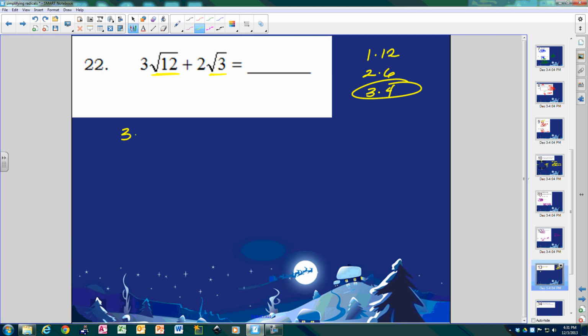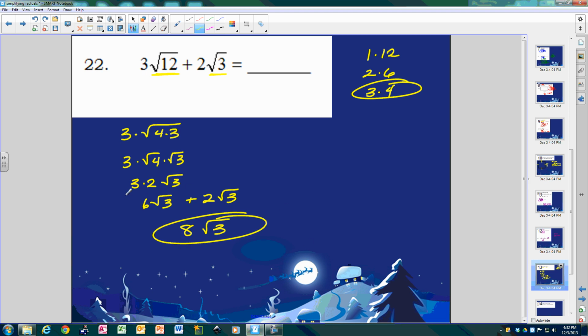So that means 3 times the square root of 4 times 3. 3 times the square root of 4 times the square root of 3. 3 times 2 square root of 3. The 3 and the 2 are outside. 6 square root of 3. Now the 6 square root of 3 matches the 2 square root of 3. So now I can add 2 square root of 3, giving me 8 square roots of 3. So if you had 6 and I had 2, together we have 8.